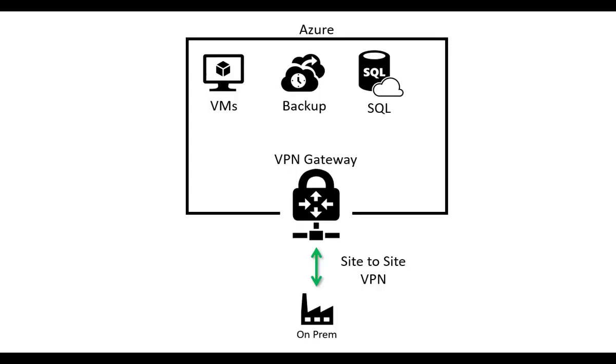The first step in connecting your on-premises environment to Azure is generally to set up a site-to-site VPN. Once complete, this link will connect your on-premises network to Azure resources like virtual machines, storage, and more in a similar way to the way it's always been done.